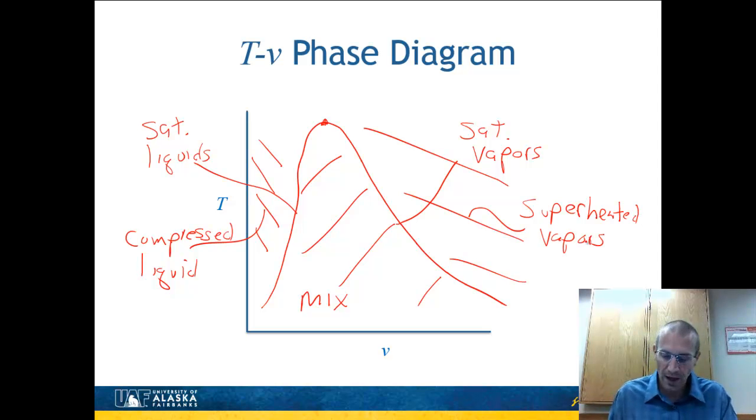Recall from the state postulate, with any two variables, we can go ahead and find all of their properties, and we realize that any value in TV is going to occur somewhere on this diagram.